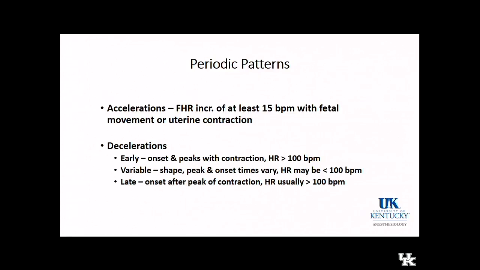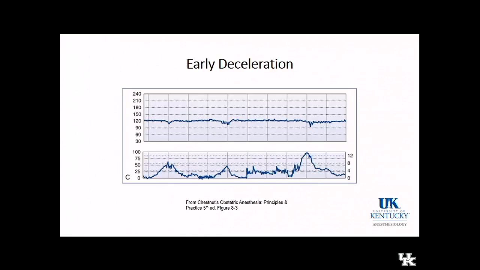With a late deceleration, it's all about the timing. That deceleration is going to start after the peak of the contraction. Usually the heart rate does not drop a lot. It's going to stay above 100 beats per minute, but that is the most concerning type of deceleration because it's a sign of inadequate uteroplacental perfusion.